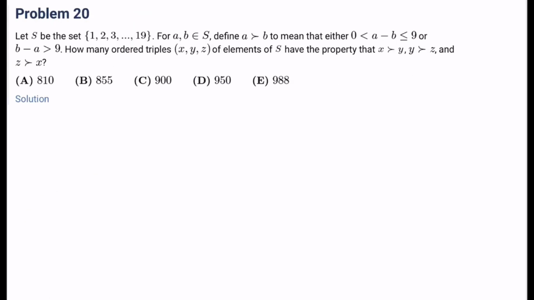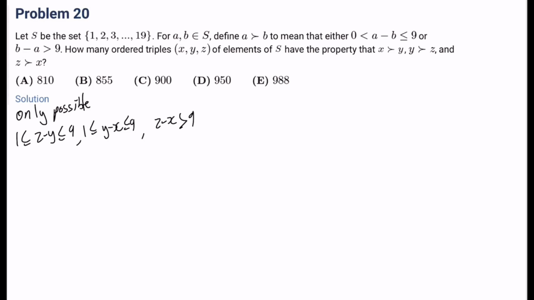Problem number 20. Let S be the set 1, 2, 3, all up to 19. For A and B within S, define A → B to mean that either A minus B is between 0 and 9, or B minus A is greater than 9. How many ordered triples x, y, z of elements of S have the property that x → y, y → z, and z → x? Okay, so first of all, we can say that our only possible way is that z minus y is between 1 and 9, and y minus x is between 1 and 9, and therefore z minus x is greater than 9.